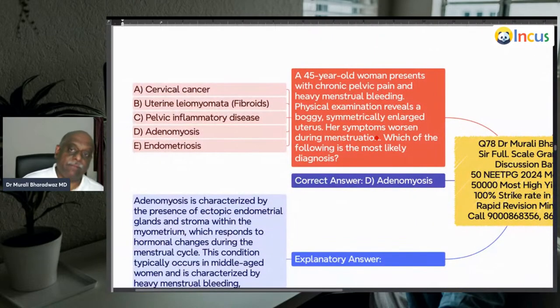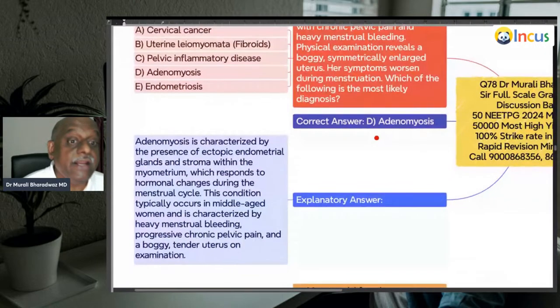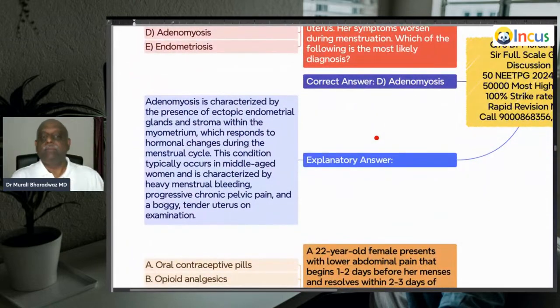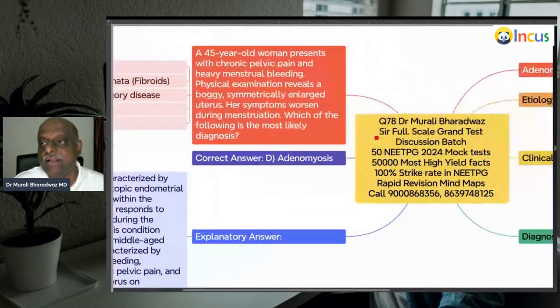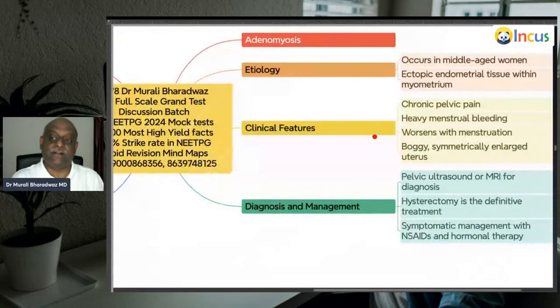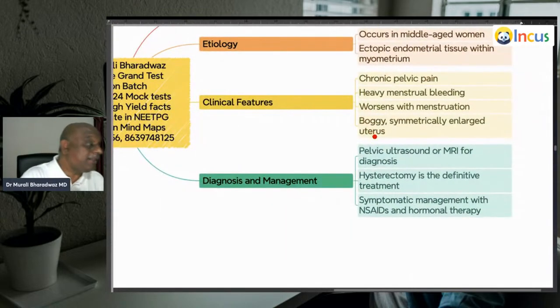A 45-year-old with chronic pelvic pain and heavy menstrual bleeding reveals a boggy, symmetrical, enlarged uterus. Her symptoms worsen during menstruation. What is your diagnosis, doctor? Adenomyosis. Middle-aged woman, heavy menstrual bleeding, boggy tender uterus, progressive chronic pelvic pain. What else do you need to make up, doctor? And it worsens with menstruation, which is a very, very important clue.